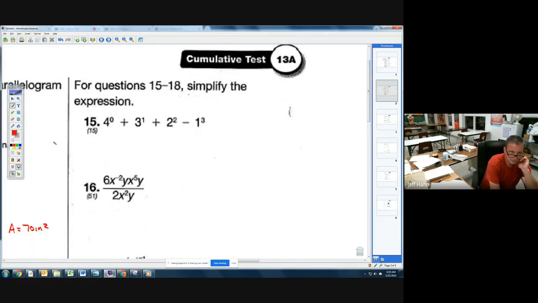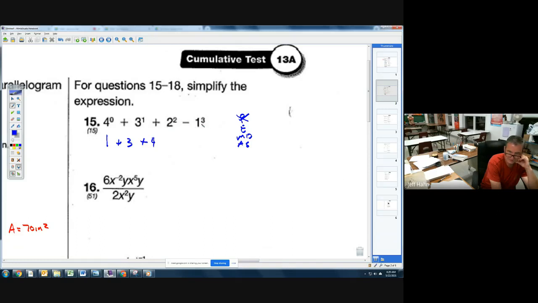Problem 15, you're going with order of operations, ladies and gentlemen. That's parentheses, exponents, multiplication, division, addition, subtraction. There are no parentheses, so I do my exponents next. Anything to the 0 power is 1. Anything to the 1 power is itself. 2 to the 2nd power is 2 times 2, which is 4.